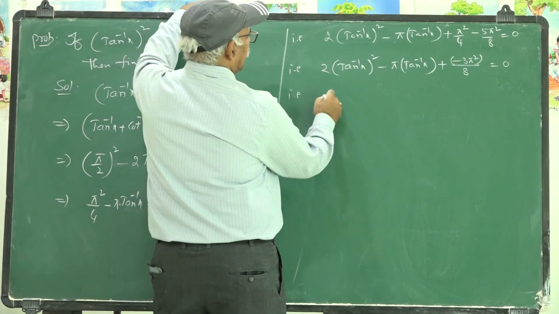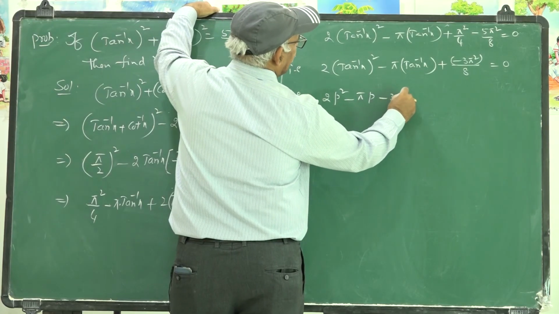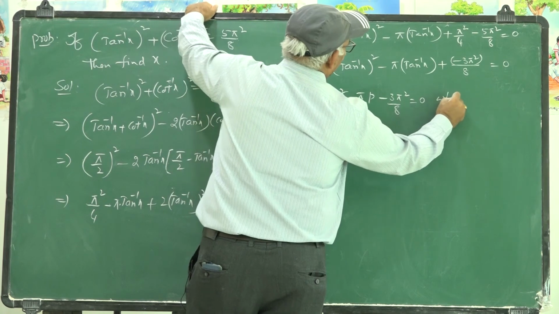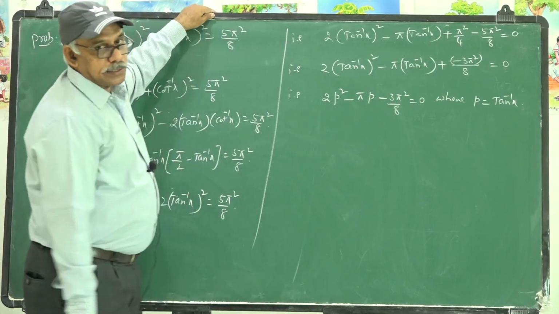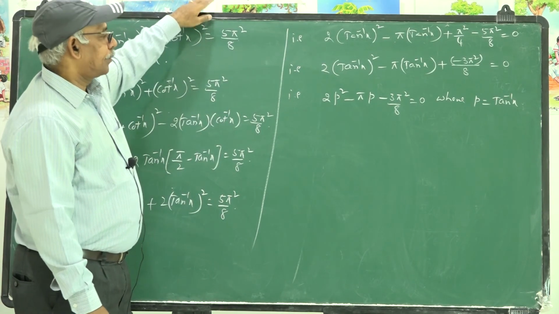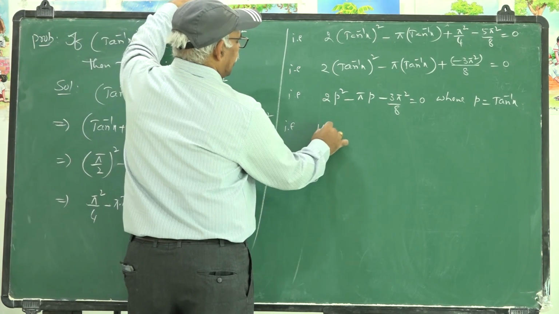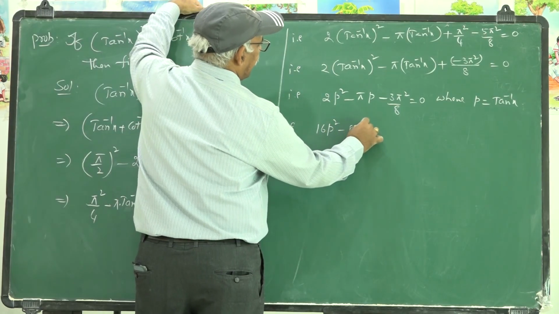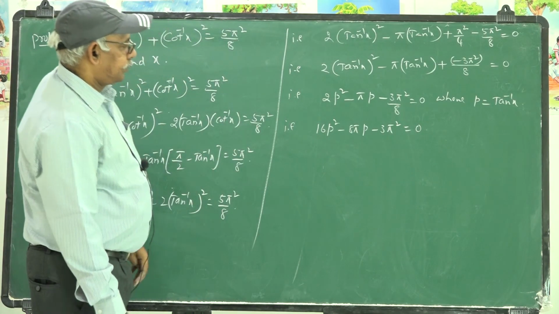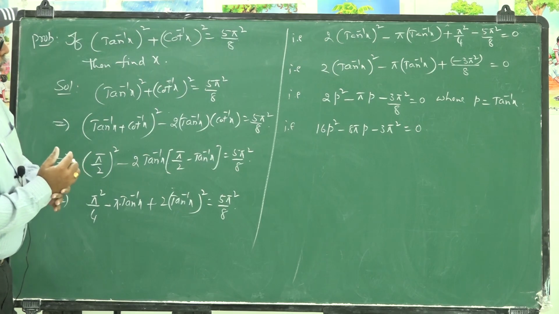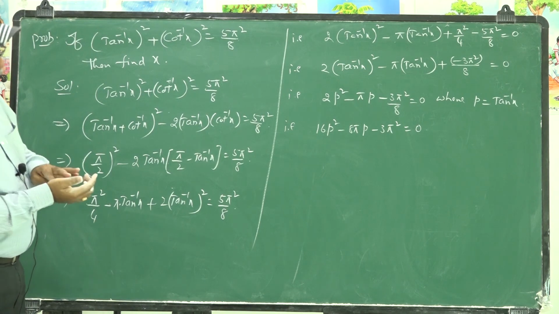So that is 2p square minus pi p minus 3 pi square by 8 equal to 0, where p takes the value tan inverse x, which is a quadratic in p. That is 16p square minus 8 pi p minus 3 pi square equal to 0.